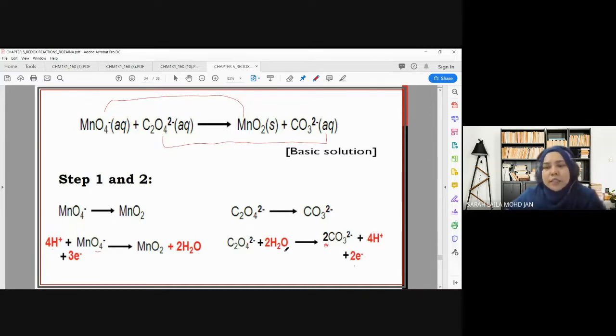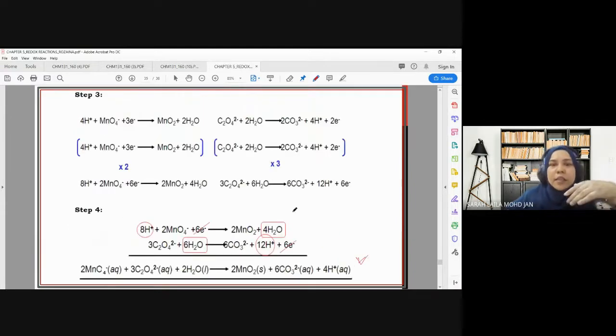Okay, so let's say kita dah sampai step yang terakhir, sampai kita dah balance charge. Okay, dah balance charge, kita pun nak samakan bilangan elektron ni, kita darab yang ni dengan 2, yang ni kita darab dengan 3. Ini fungsi dia untuk samakan. So, you dah dapat this equation. Okay. So, the final step adalah untuk cancel out elektron yang pertama.